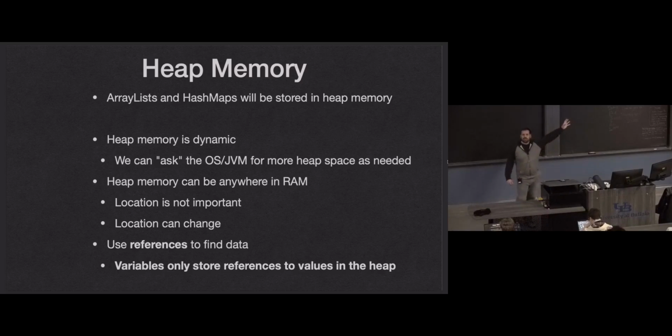But somewhere else in memory, it's going to give us a chunk of space and then give us a reference to that location. So it's going to give us the memory address of where we can find that spot in RAM, and then we use that reference to access the space that was allocated for us in the heap. So heap space can be anywhere. We don't care where it is. We just care that we're able to access it through the references that we get from the operating system.